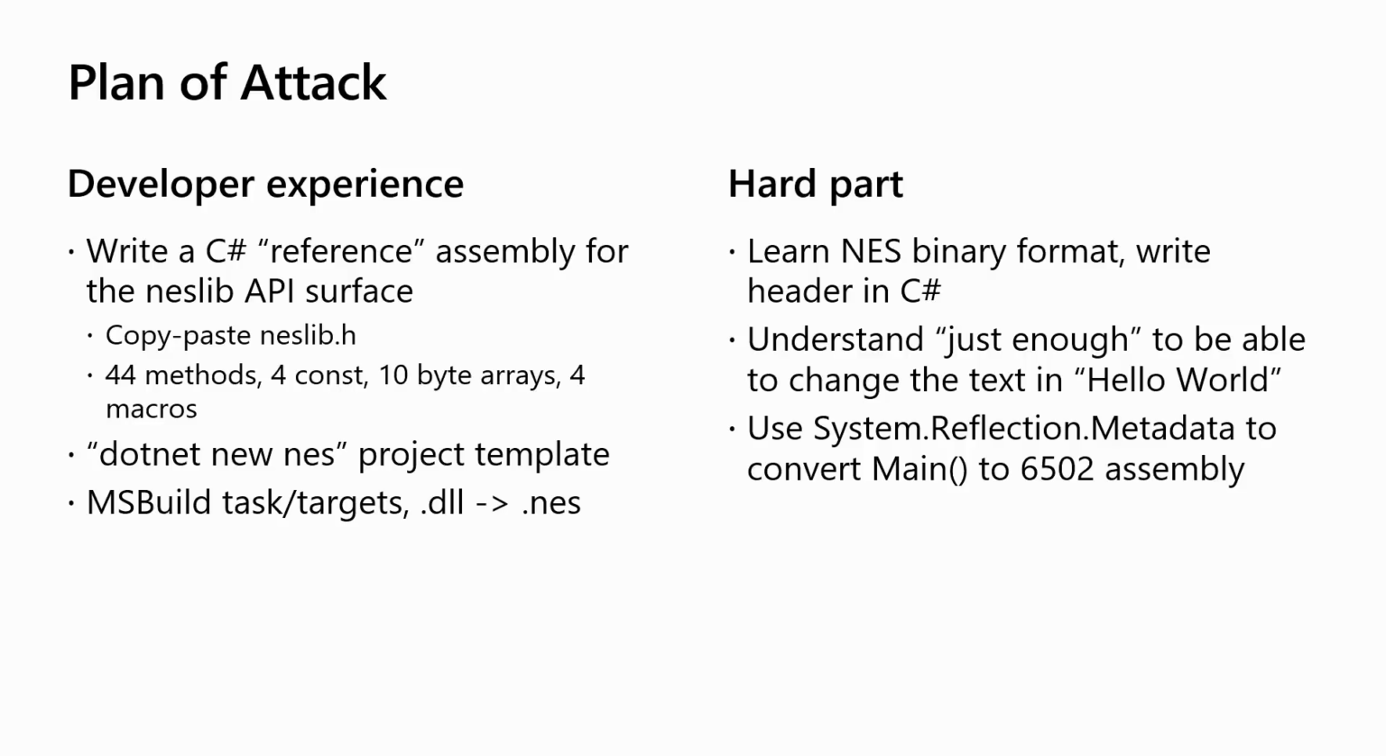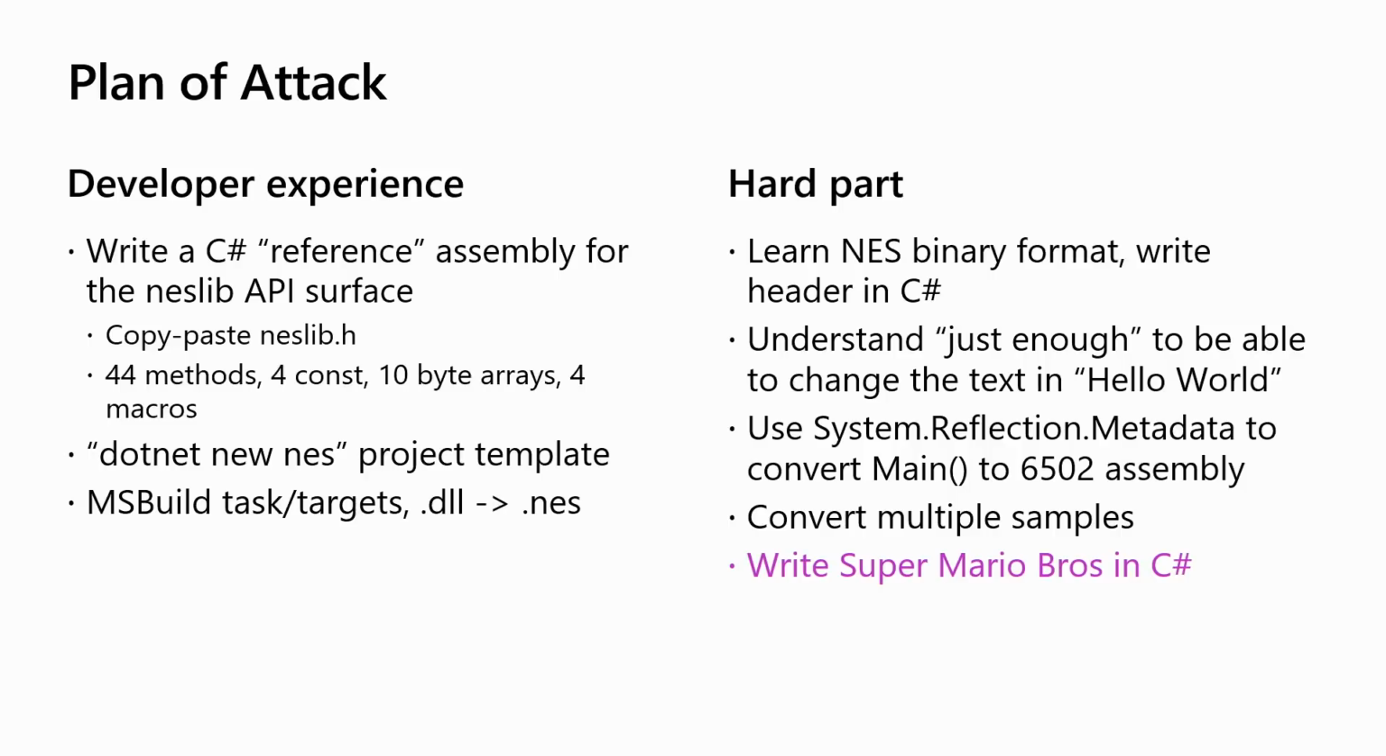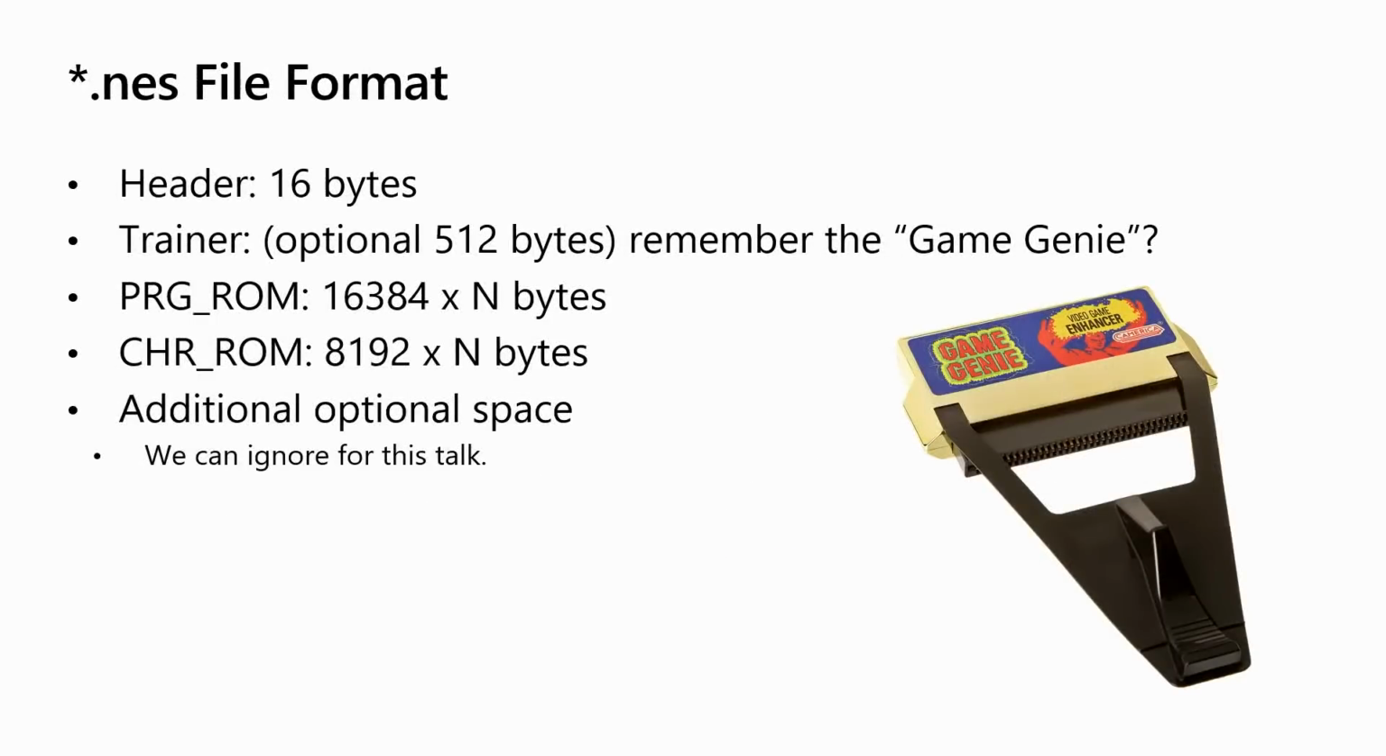And then I'll use a library called System.Reflection.Metadata, which is part of .NET. This is also similar to Mono.Cecil, if you've ever looked into something like that, opening .NET assemblies. You can use this to iterate over IL and do something with it. In this case, we're going to convert it into assembly. I also wanted to convert multiple samples, so I have a few working. And then eventually the goal is to write Super Mario in C#. I don't know if we'll get there today, but maybe someday.